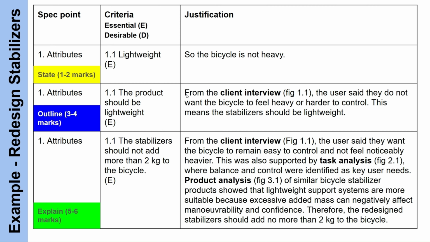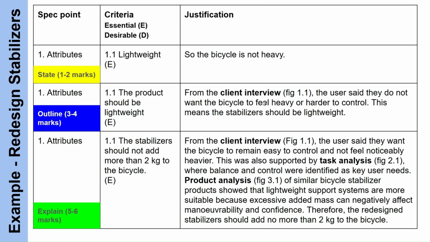For our 1 to 2 marker, our state would be: we've listed our attribute, lightweight, and our justification is so the bicycle is not heavy. That will get you about 1 to 2 marks. Then moving on to our outline, we've got our attributes: the product should be lightweight. It's slightly more descriptive than previous. Our justification would be from the client interview, figure 1.1. The user said they do not want the bicycle to feel heavy or harder to control. This means the stabilizers should be lightweight. As you can see, you're backing it up with research, it's slightly more descriptive, and you're slightly justifying it.